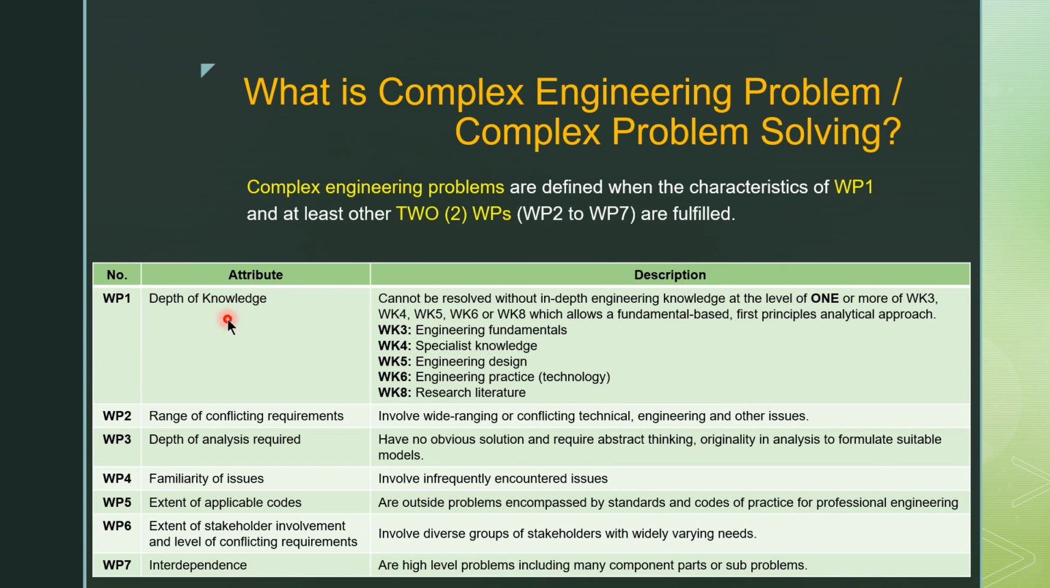The knowledge profile comes under WP1, and then all the other items are recorded as graduate attributes, so we have up to WP7. This is derived from the Washington Accord, which we follow as stated in the EAC manual. WP1 is depth of knowledge, WP2 is range of conflicting requirements, WP3 depth of analysis required, WP4 familiarity of issues, WP5 extent of applicable codes, WP6 extent of stakeholder involvement and level of conflicting requirements, and WP7 is interdependence.